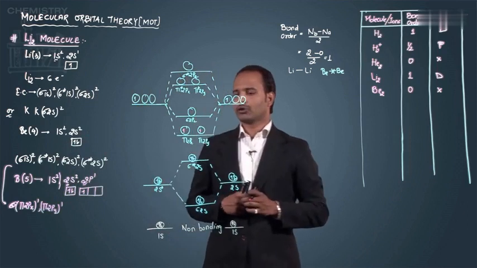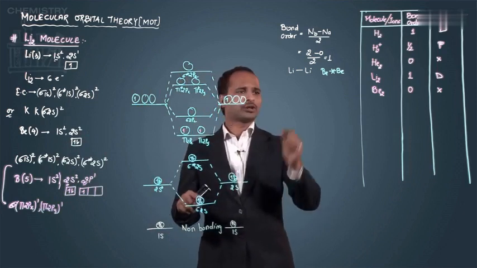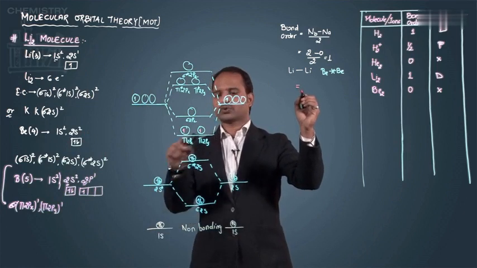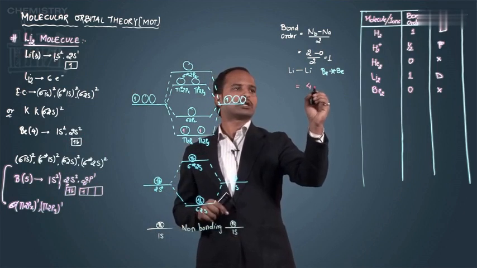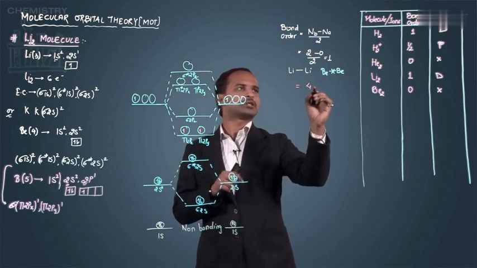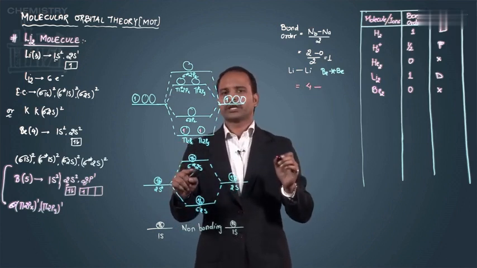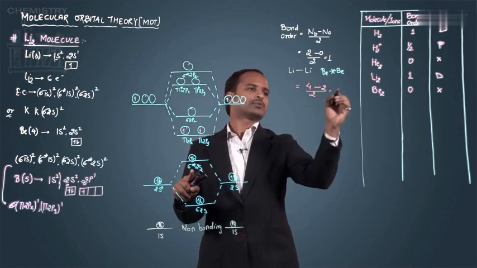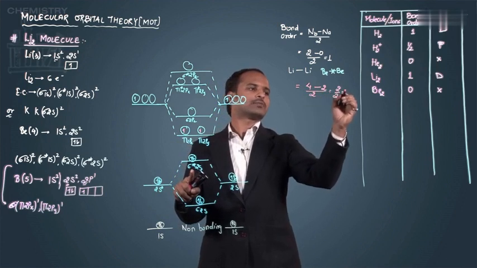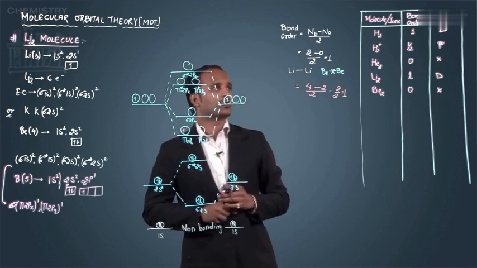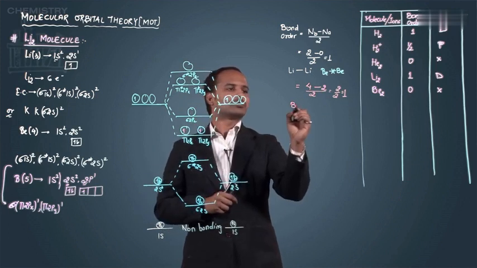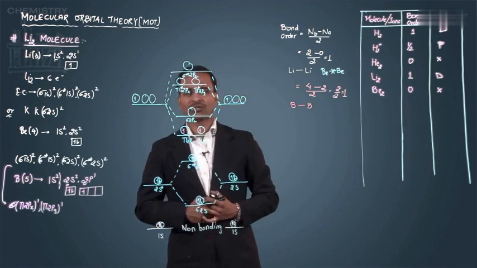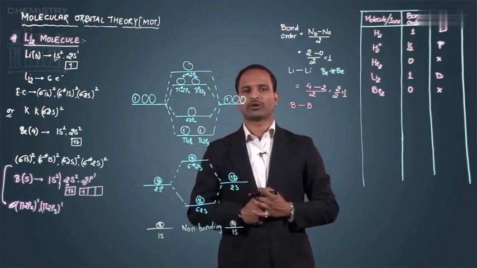Now for the boron molecule, what will be the bond order? Bond order, I can say it is 2 plus 2, that is total 4 electrons in bonding orbitals, minus anti-bonding, which is only this one, that is minus 2. So 4 minus 2 upon 2, that is 2 upon 2. So the answer is 1. So bond order is 1. In case of the boron molecule, 2 boron atoms are bonded by a single bond. I just wanted to know whether it is a sigma bond or pi bond.